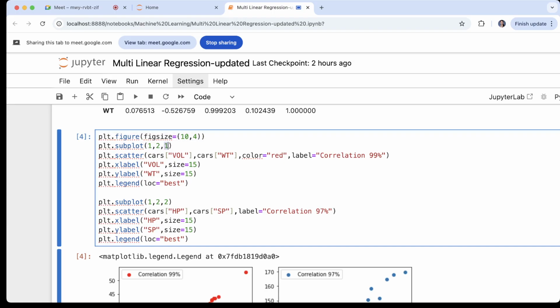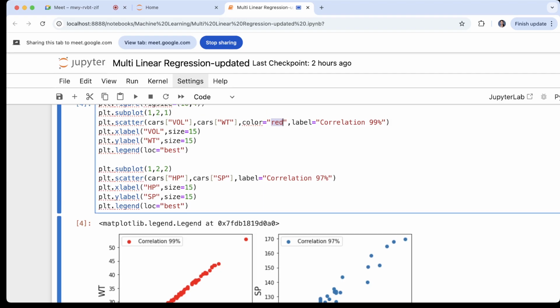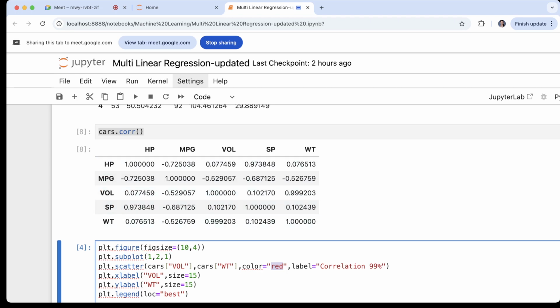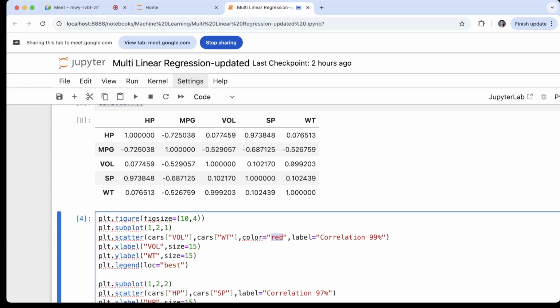Out of that, the first figure will be this figure. This figure is a scatter plot between car volume and car weight. I'm giving the color red to the points in the scatter plot, and I'm giving the label that correlation is 99. How did I find that? With the correlation that we calculated. The correlation between volume and weight is 99.